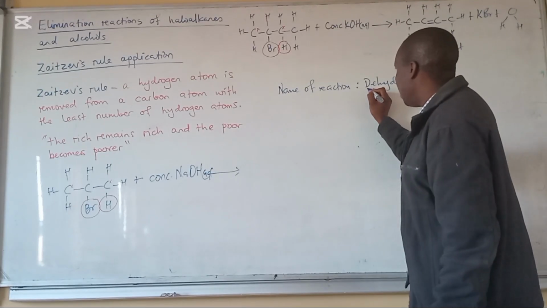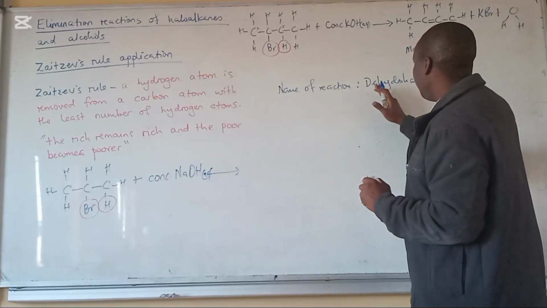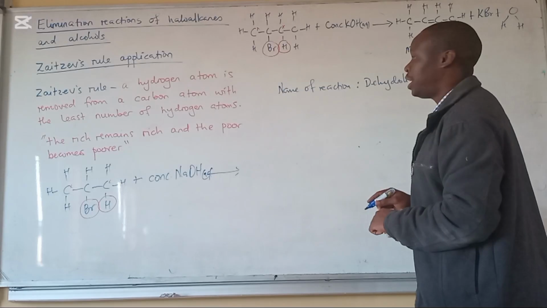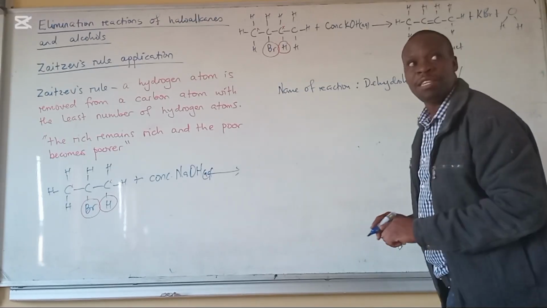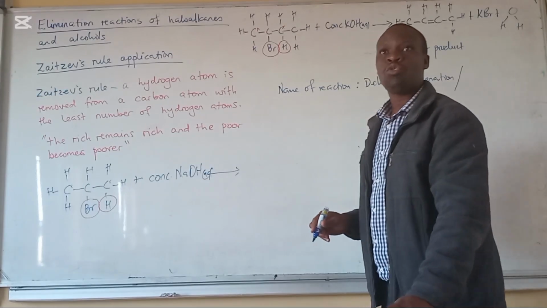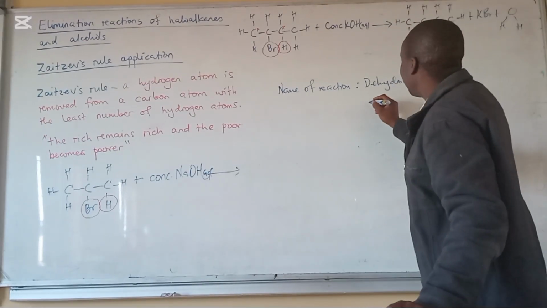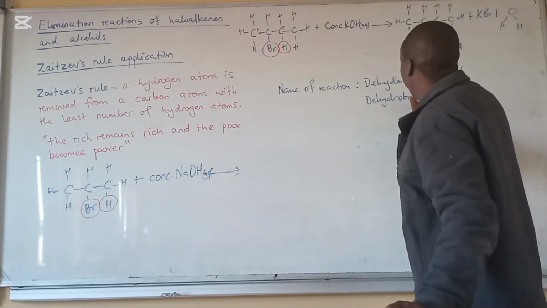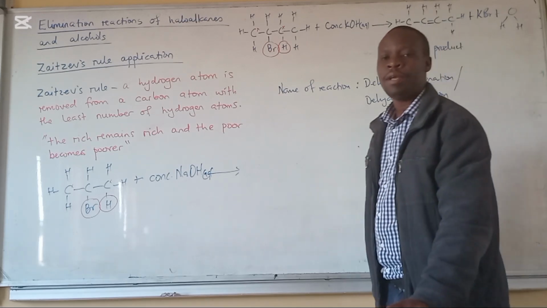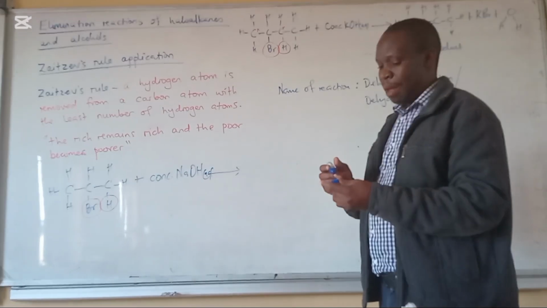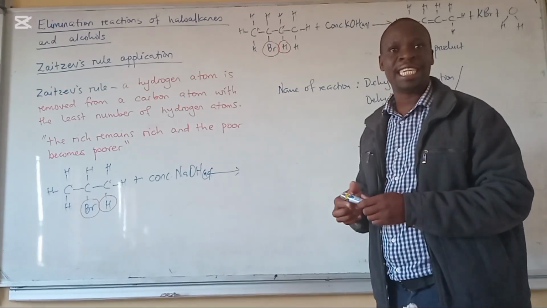Dehydrohalogenation. The D means that we are eliminating. If it is just hydrohalogenation, then it will be an addition reaction. To be more specific here, the halogen that has been eliminated is bromine. So the reaction we can also call dehydrobromination. Okay, that is our elimination reaction with the application of the Zaitsev rule.